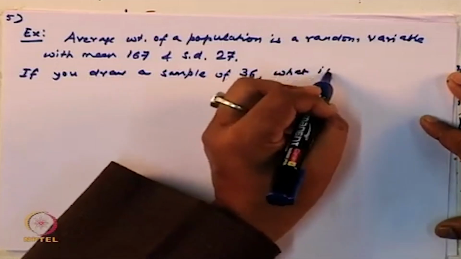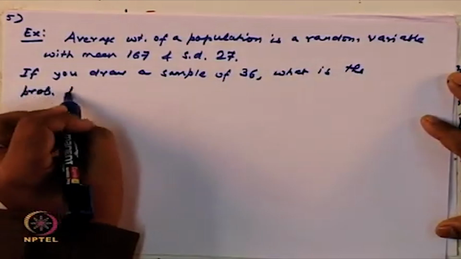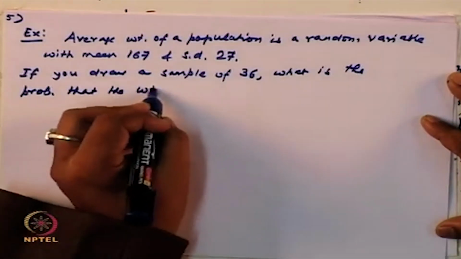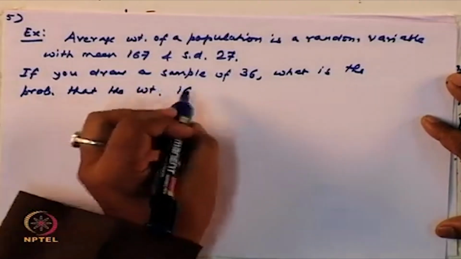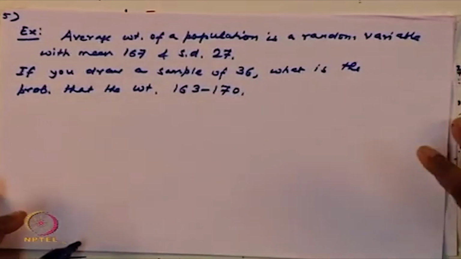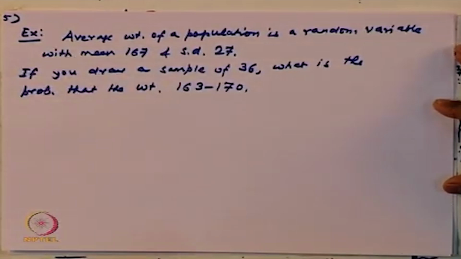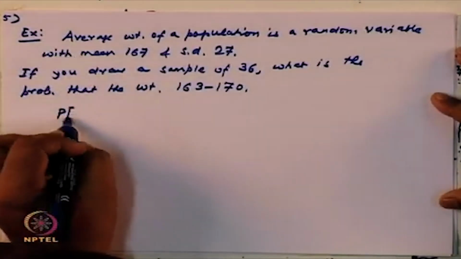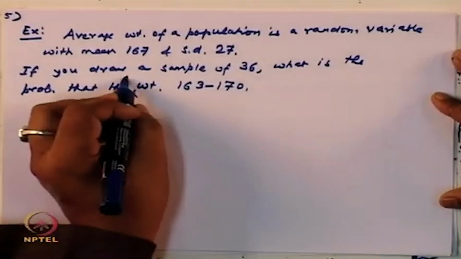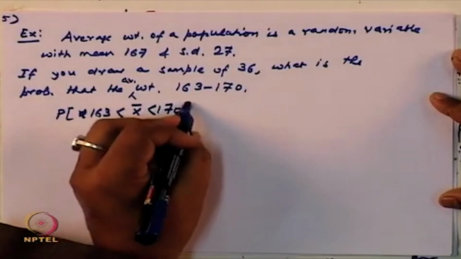what is the probability that the average weight will lie between 163 and 170? So, we want to calculate the average weight lying between 163 and 170. So, we want to calculate 163 less than x bar less than 170.